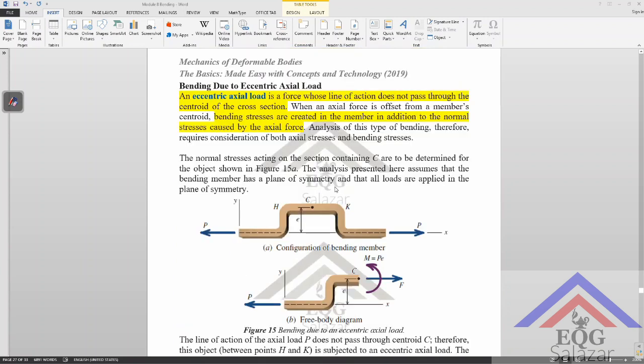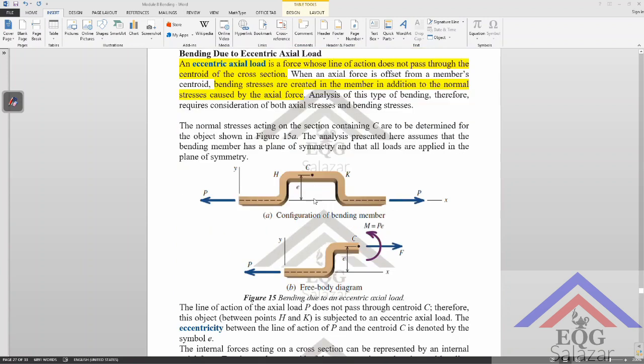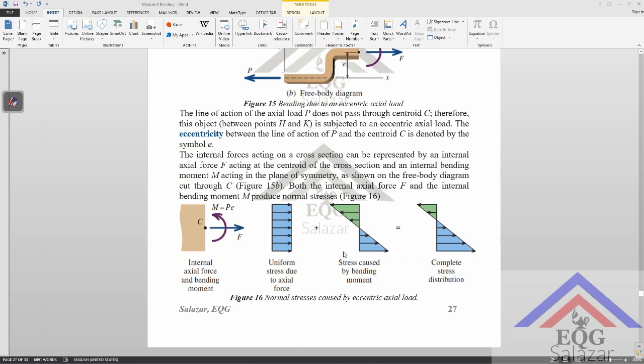Bending stresses are created because of the eccentricity of the load, meaning that it does not pass through the centroid of the cross section. Also, since there is an internal axial load that is supposed to resist the applied load, there is also axial stress. So your normal stress diagram, when you analyze the cross section, will look something like this.